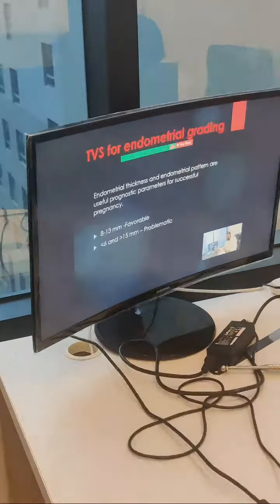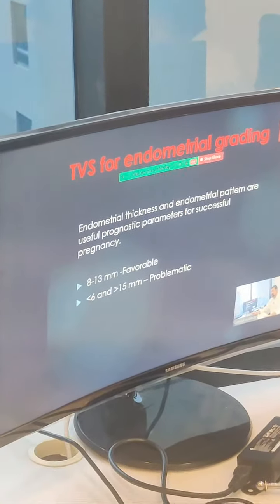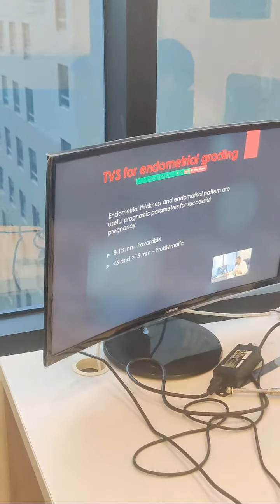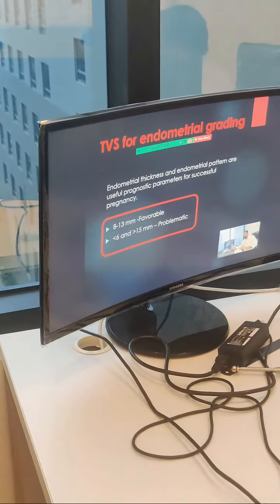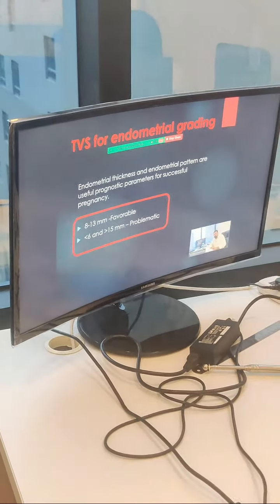How much should the endometrium be? Favorable will be 8 to 13. So in between 8 to 13, I will say, thank God it is in this bracket because this is favorable. And less than 6 and more than 15 are problematic.